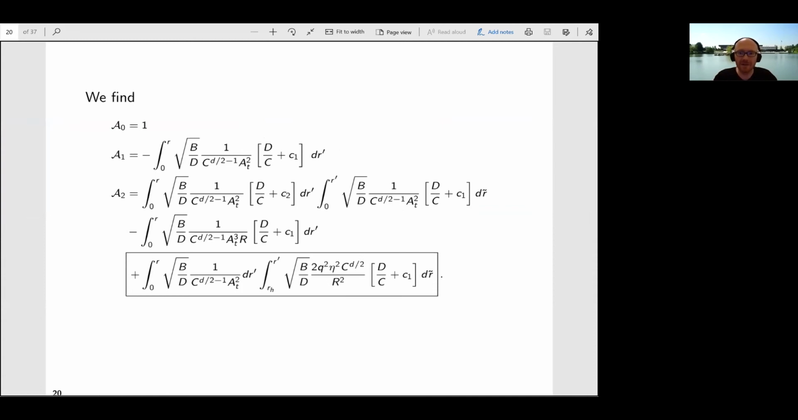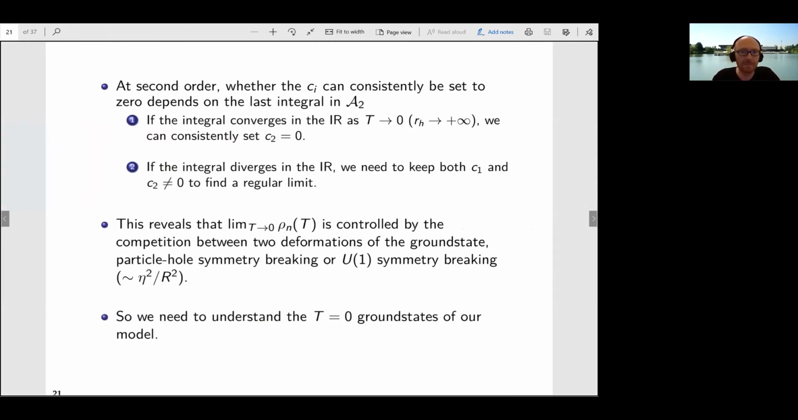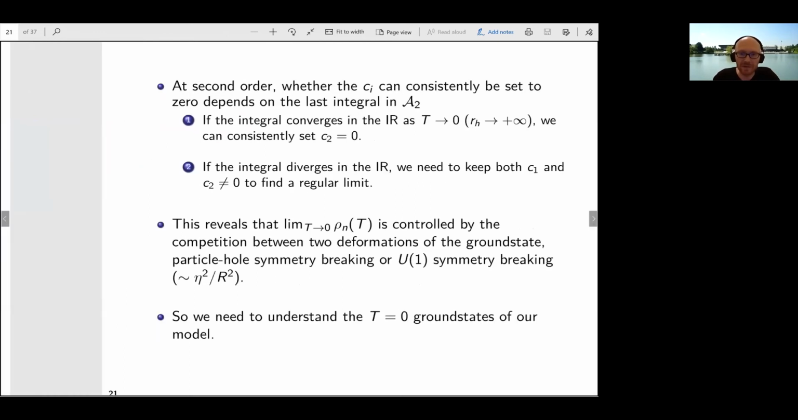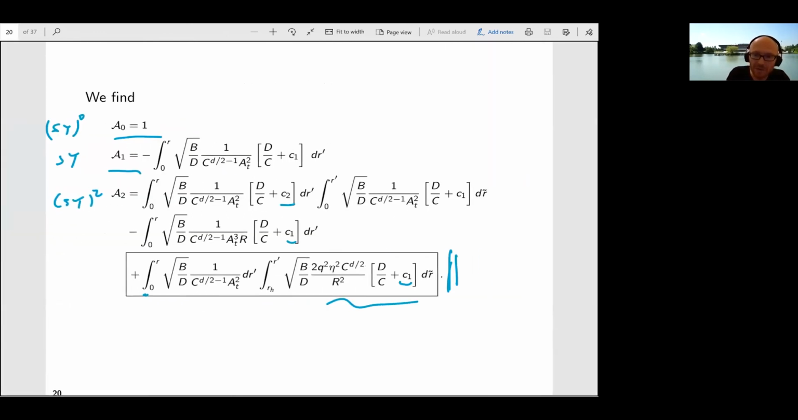So there we find very similar expressions to before. This is the same as without a condensate. This is the same as without a condensate. But now there's an extra term at order ST squared. Just to be clear, this is order ST to the 0, this is order ST, and this is order ST squared. So we can expect that some things might be happening at order ST squared because of this extra contribution. At second order, remember we have these C's here, C1, C2. These are all free integration constants that I need to fix in order to get a solution which is regular at the horizon.